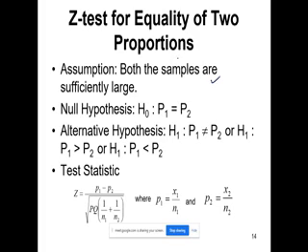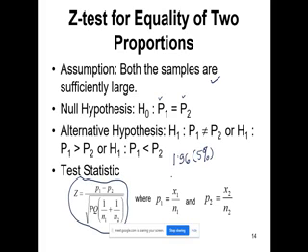So now these are the two proportions that we want to compare. What is the test statistic? The test statistic is given by this formula. And the table value is the same as the previous one. That means 1.96 at 5% level, and 2.58 at 1% level.